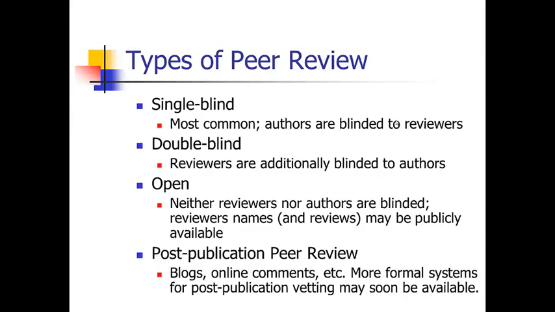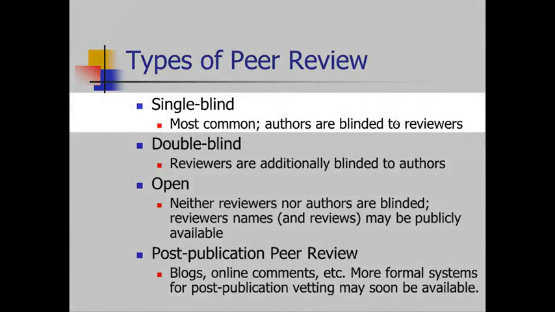Now, just to point out, there's different types of peer review that you might encounter. The most common type of peer review is the single blind peer review. This is where the authors are blinded to the reviewer. So the authors will not know who reviewed their paper, but the reviewers will know who the authors are on the paper. That's the most common type.